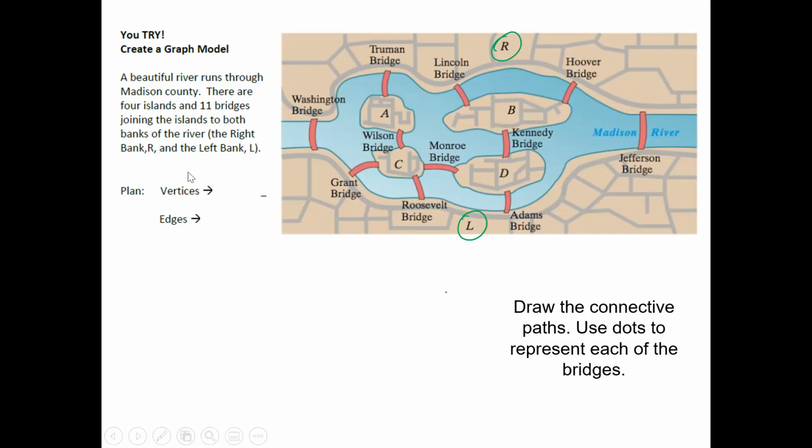So let's list the vertices. The vertices are going to be the letters, and those are going to represent the land. So A, B, C, D, R and L. And then the edges are going to represent the bridges. So pause the video, draw the connected path, use dots to represent each of the land.